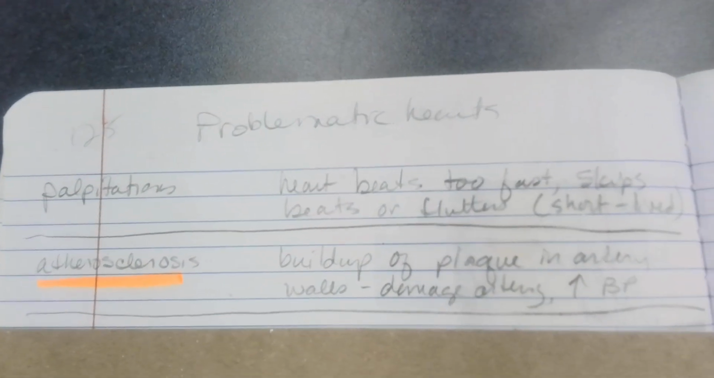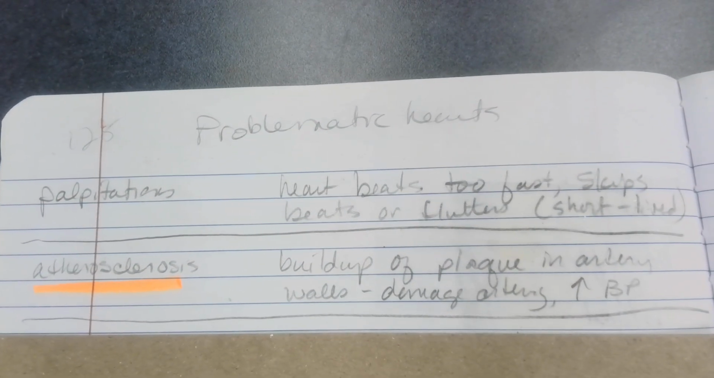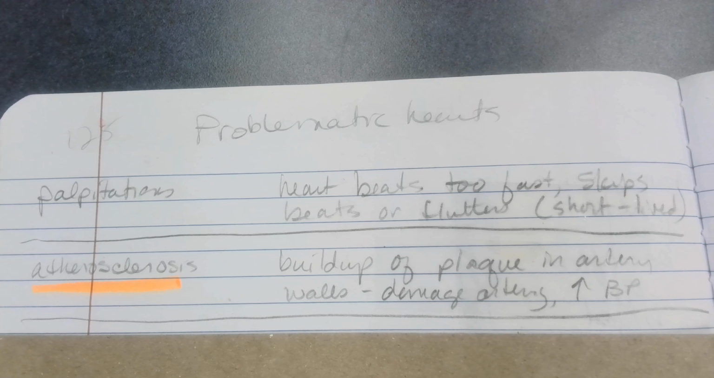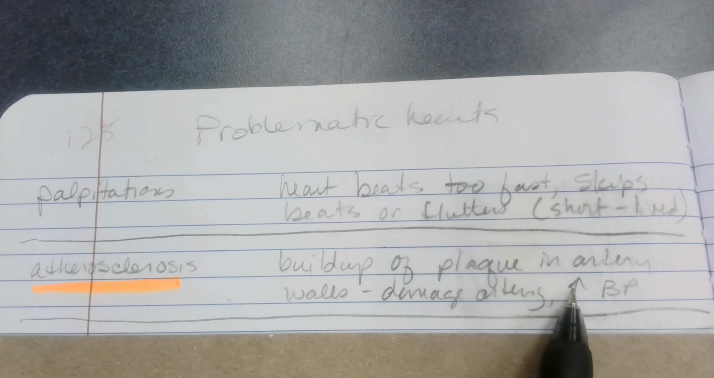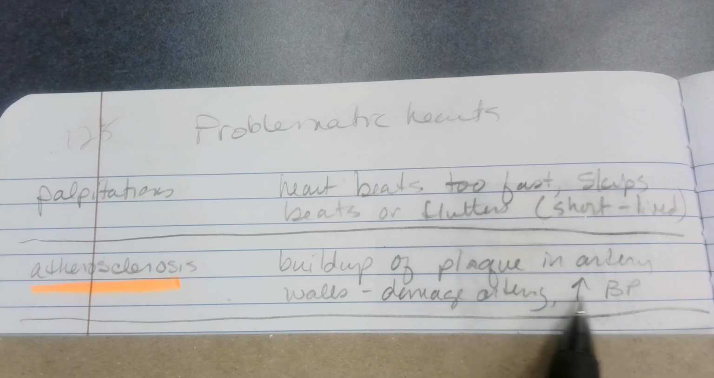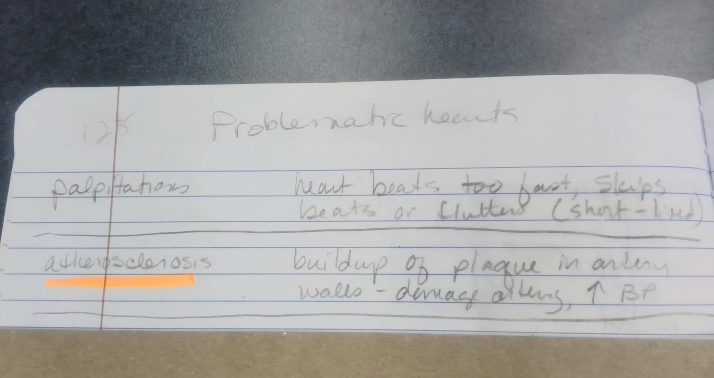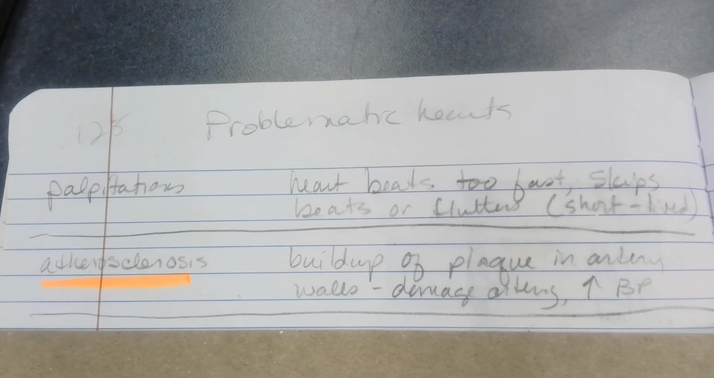Atherosclerosis. Atherosclerosis is the buildup of plaque in the artery walls. It can damage the artery and increase blood pressure. So this is my shorthand for increased blood pressure. I know that that's what it means. If you don't know that's what it means, don't write that down because you're going to confuse yourself when you come back to study. We will eventually have a picture that goes with this term, so that's what the highlighting goes with. But for right now, we just need the definition.